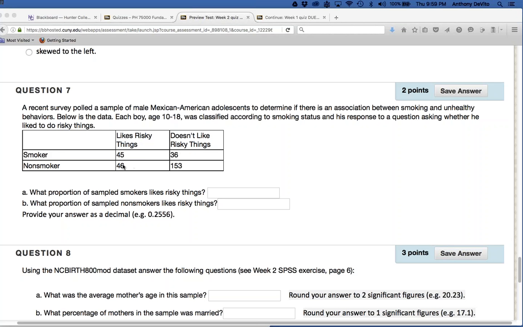Now, among the non-smokers, 46 like doing risky things, 153 don't. So there were a lot more non-smokers, right? The total number of non-smokers is 46 and 153, which is 199. And the total number of smokers was 45 and 36, which is 81, I guess, right? Something like that. Okay, so now with this table, you're right.